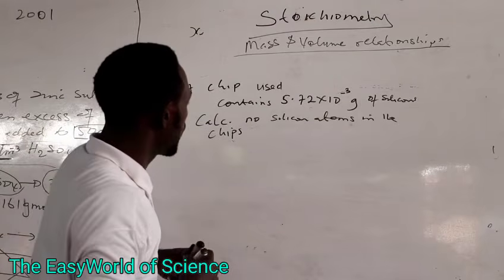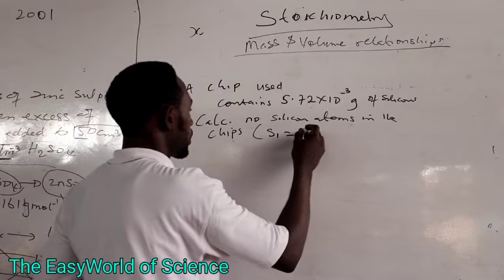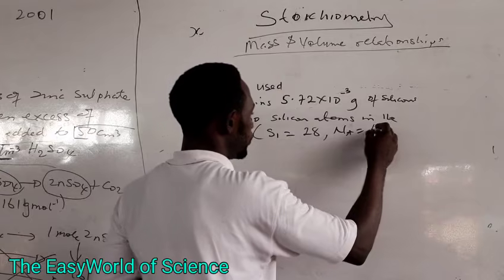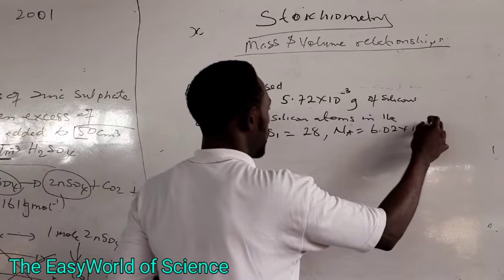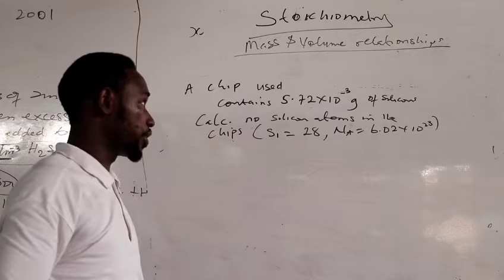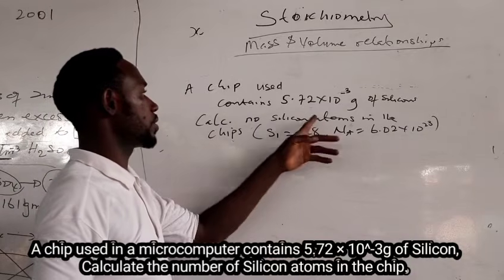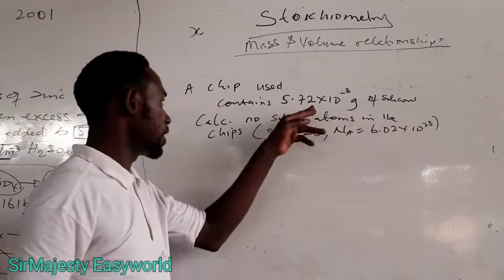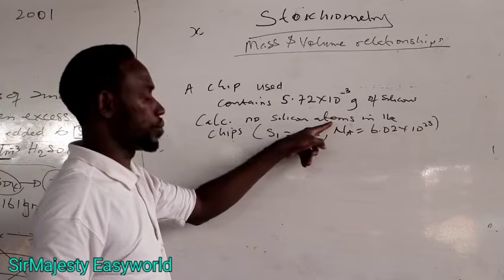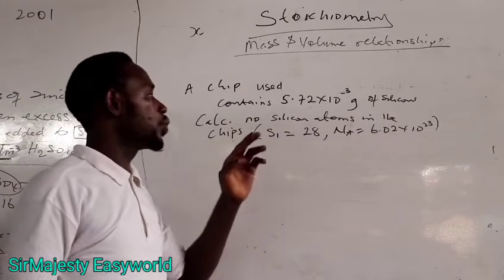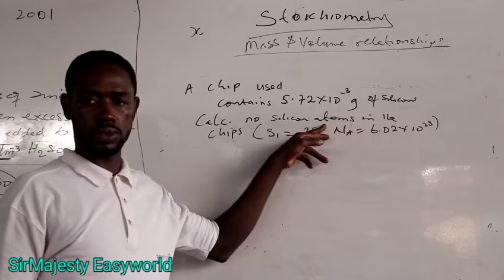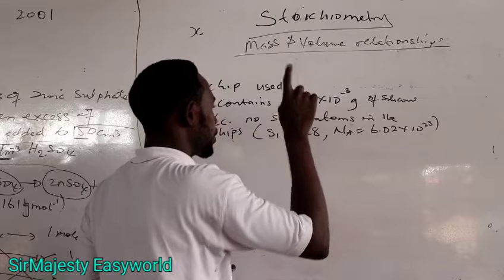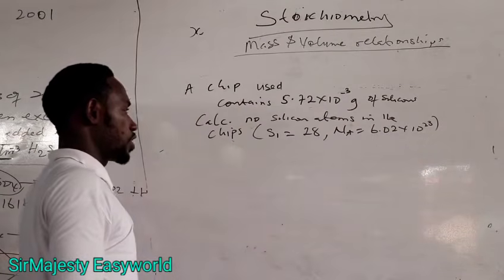They said in brackets, silicon equals 28; Avogadro constant equals 6.02 times 10 power 23 per mole. You will see the complete question on the screen. They said a microchip contains 5.72 times 10 power minus 3 grams of silicon. If it has this mass, then how many atoms? You go back to what I taught you in the beginning. We have grams versus particles. So particles for 1 mole is equal to 6.02 times 10 to the power 23.